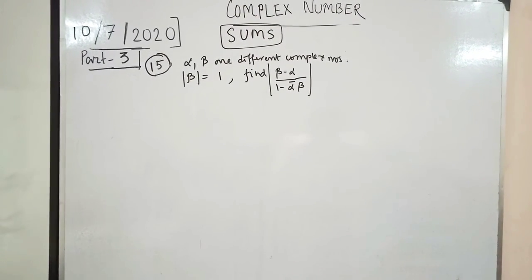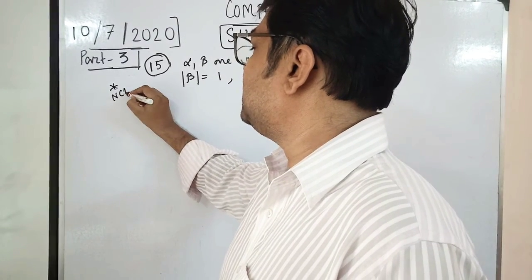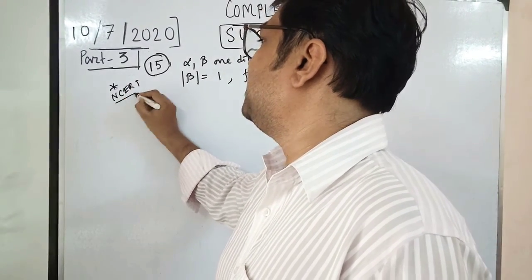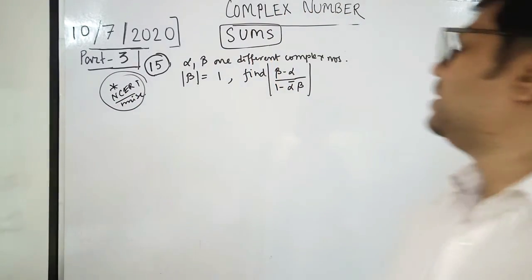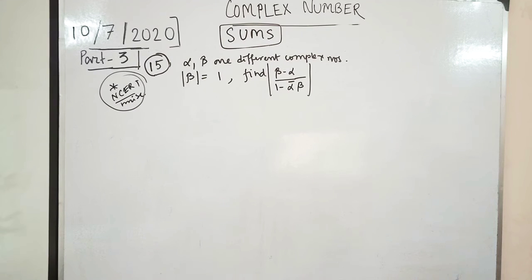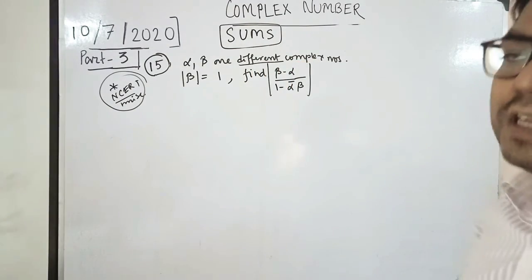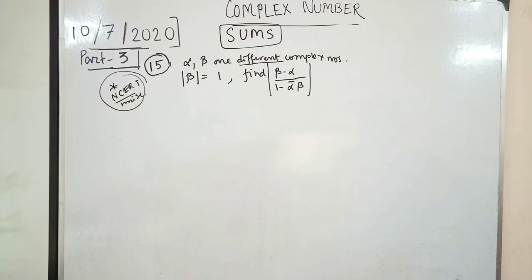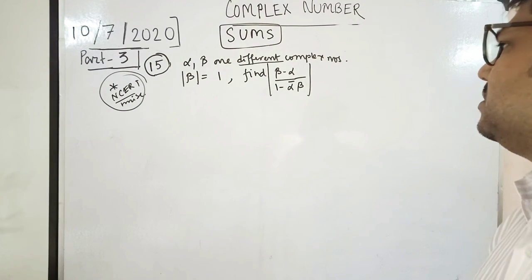So here we get a sum which is very important. First of all, this is in NCERT miscellaneous. Please find it. Okay. It's given alpha, beta are different complex numbers. That means anything can it be. It can be x plus iy or a plus ib. Different complex numbers. So mod beta is given as 1 and you have to find this. Okay, so nothing else is given, only mod beta is 1.